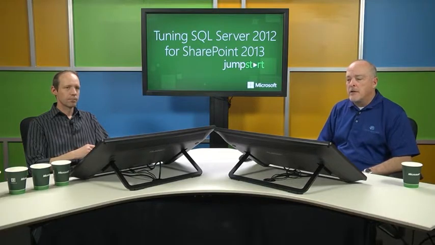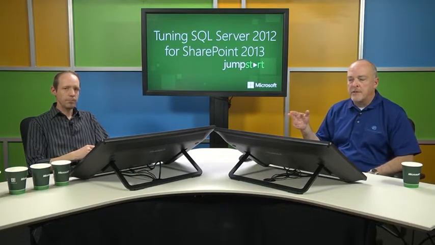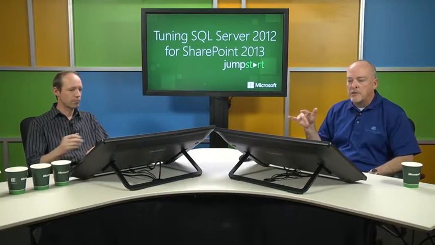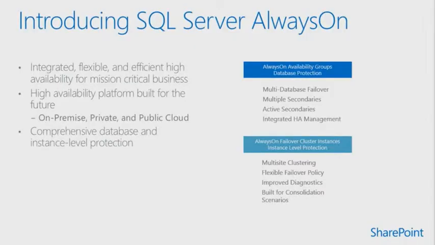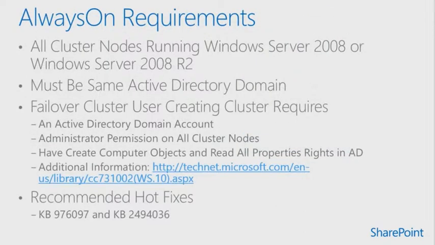Yeah, and as you can see here, as Bill pointed out when he was discussing it, we've got database protection and instance level protection. So we've got multiple database failover, and multiple secondaries, as he talked about, active secondaries, so they're not just wasted hardware hanging around. And then at the instance level, we've got the flexible failover policy and multi-site clustering. So it provides availability for on-premise as well as the public cloud and private. I definitely like the combination of the mirroring and the log shipping, providing both high availability as well as the protection and redundancy that we have.